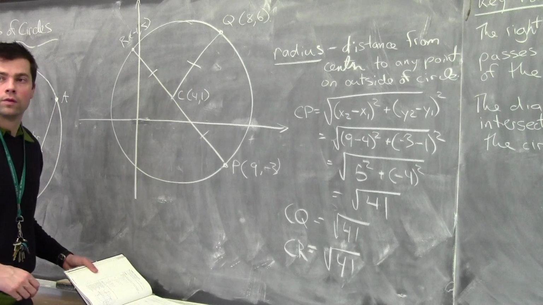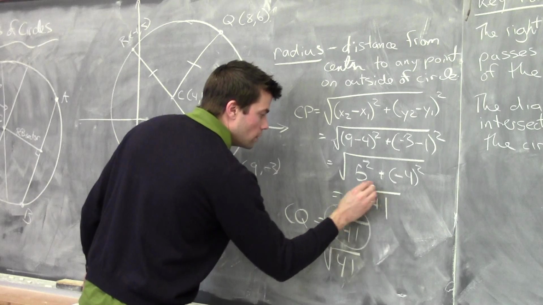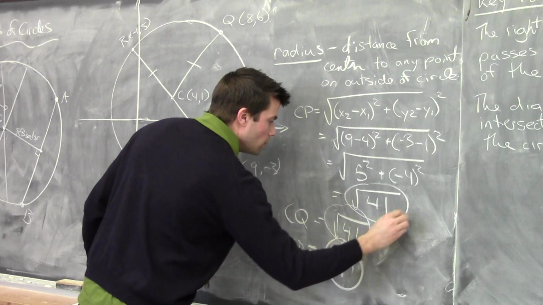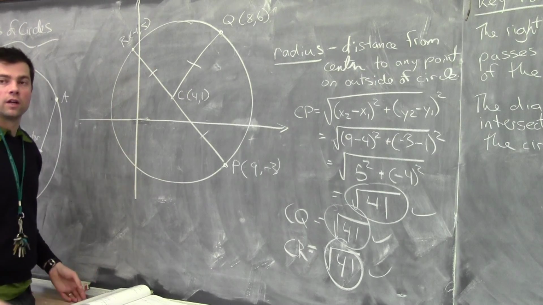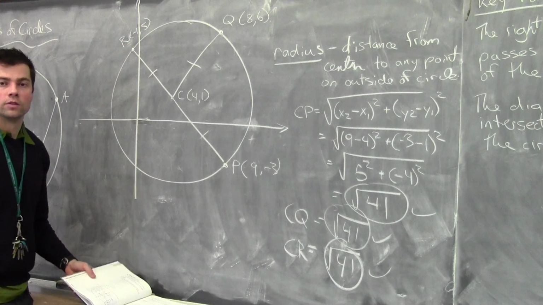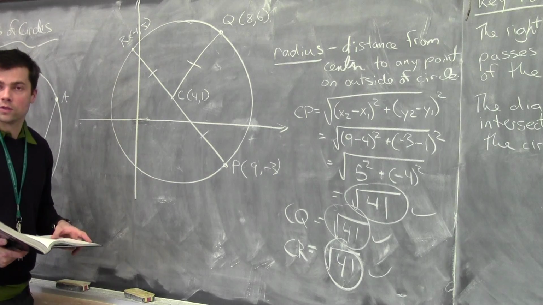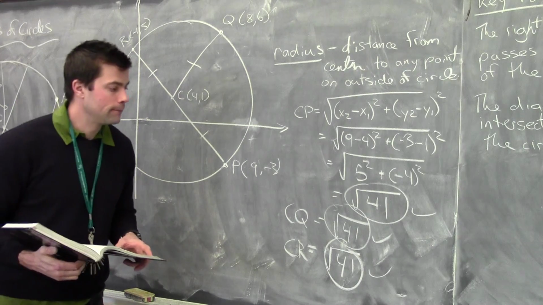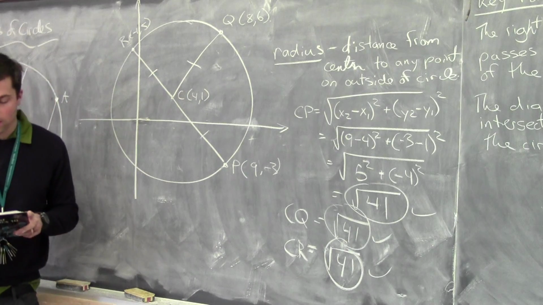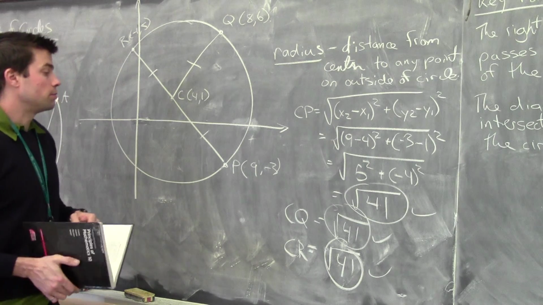So because these three lengths are the same, we know that this point is the center of a circle where those 3 points all lie on the outside. Any questions there? Part B: does any other circle pass through points P, Q, and R? Explain.